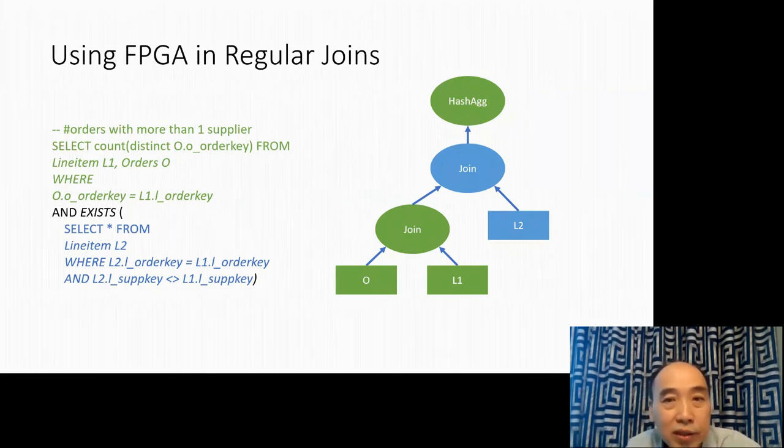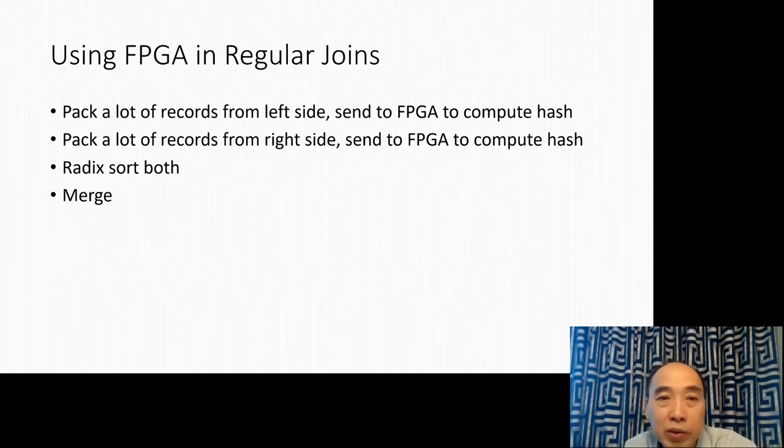So if we do a join like this, where you scan the lineitem table twice and do two hash joins, what we do is, during the hash join, it's not a hash join anymore. My co-founder Feng actually invented this. You take the records from the left side and send the key and the index of the record to the FPGA to compute the hashes, and that's very fast. It will compute hashes and then sort them, so what you get back is a sorted list with indexes and their corresponding hashes. Then you do the same thing to the right side, sort both sides, and then you can merge them.